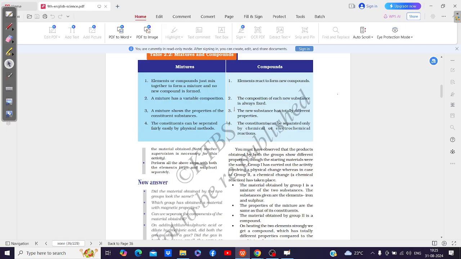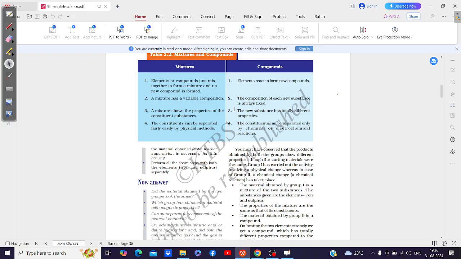A mixture shows the properties of the constituent substances. Compounds: the new substance has totally different properties. Mixtures: constituents. So a mixture shows the properties of the constituent substances.